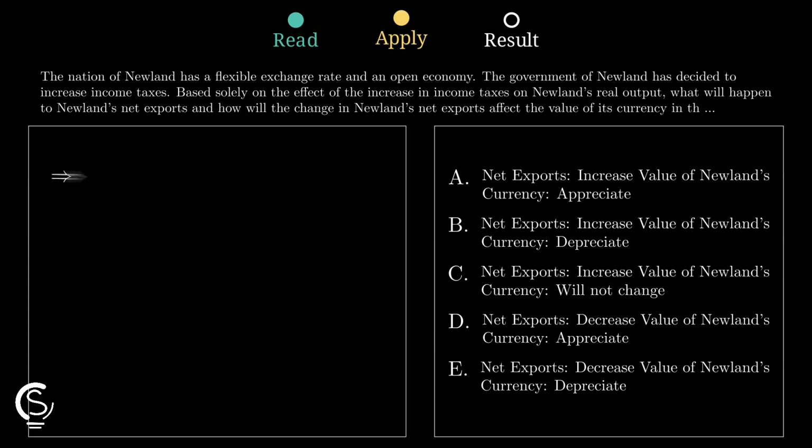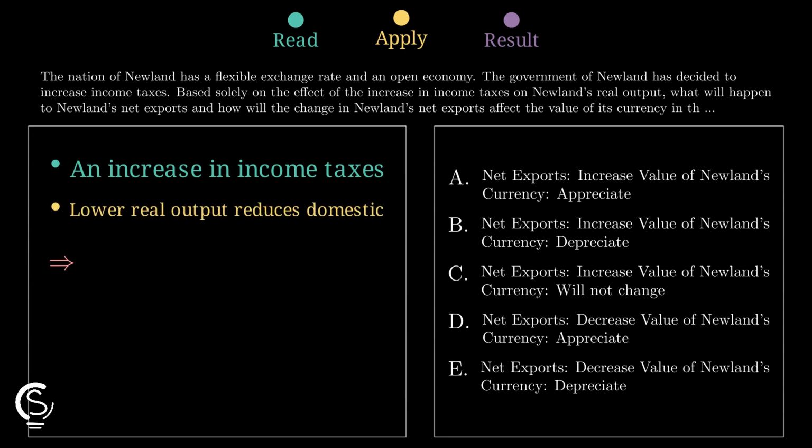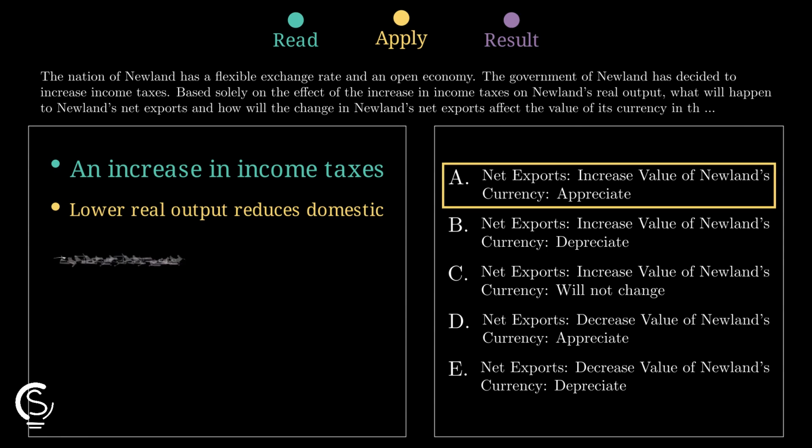When real output falls, domestic income falls too, so people and firms buy fewer imports. Exports are not the part changing here, so lower imports make net exports increase. With net exports rising, foreigners need more Newland currency to buy its goods, increasing demand, so in the short run, it appreciates.